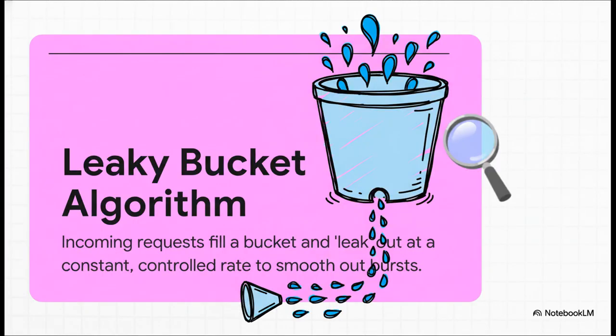A similar but different idea is the leaky bucket. In this model, all incoming requests get dumped into the bucket, but they can only be processed as they leak out of a small hole at the bottom at a perfectly fixed rate. So unlike the token bucket, this one is all about smoothing out traffic bursts and enforcing a super consistent, steady flow, kind of like water going through a funnel.